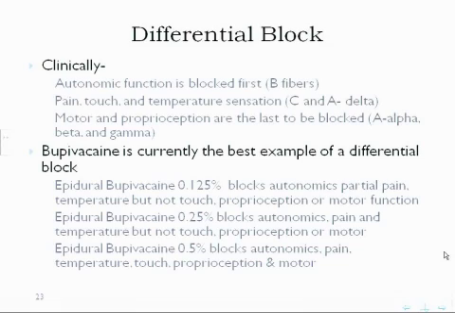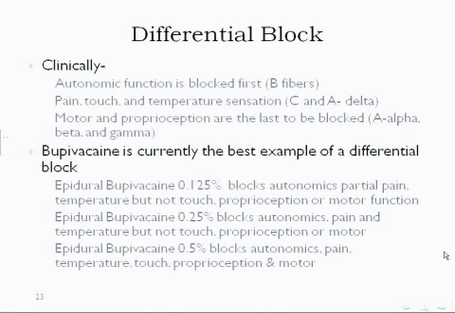Now, we can actually take bupivacaine and do what's called a differential block by using different concentrations of local anesthetic. If, let's say, I only want to knock out the autonomics and I want to knock out just pain and temperature, then I would use 0.125% bupivacaine. And that's what we actually run with our epidurals. Our epidurals are running 0.125% bupivacaine when we're sending patients to the floor. They can walk. These people are walking around pain-free simply because we have a differential block.